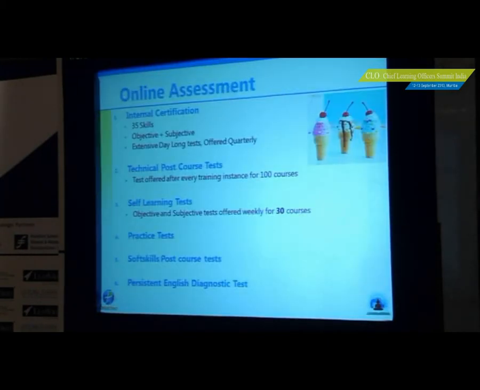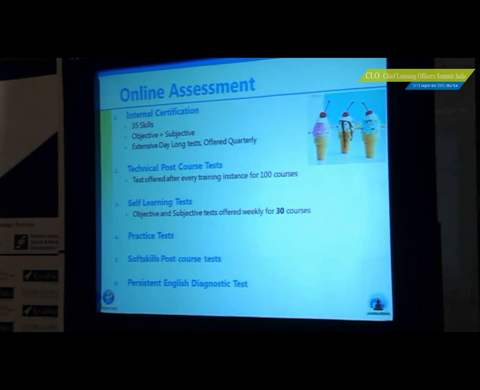So the assessments again come in a lot of flavors. We have internal certifications which are day-long, objective and hands-on tests, and they are offered quarterly. We have post-course tests after every in-class training. We have self-learning tests. Then some tests we just offer on a weekly basis as practice tests, so people don't have any penalty for that.